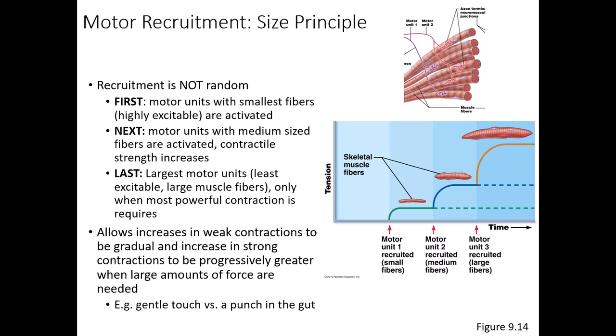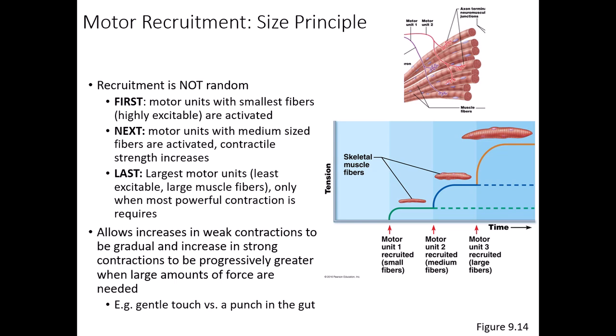Okay. And it also allows an increase in weak contractions to be gradual and an increase in strong contractions to be progressively greater when larger amounts of force are needed. So again, we're able to deliver the correct amount of strength for whatever activity we're doing, right?